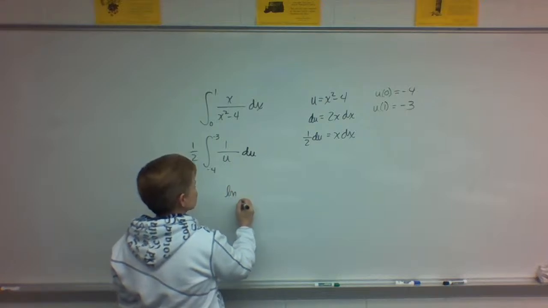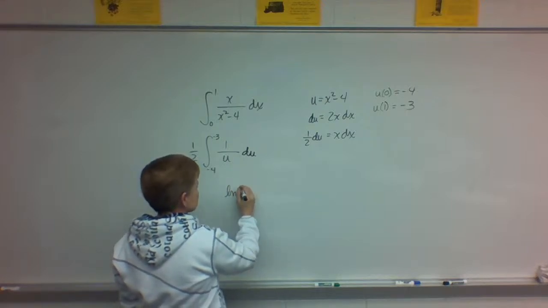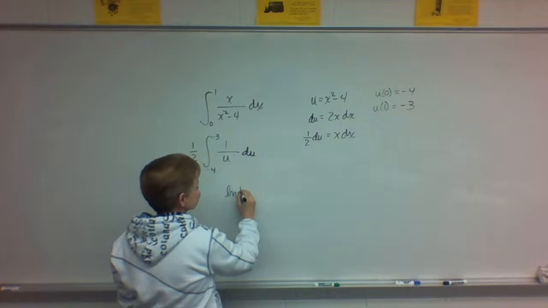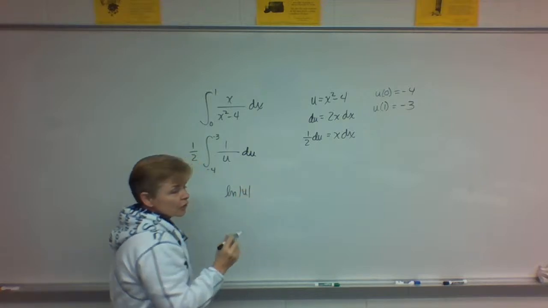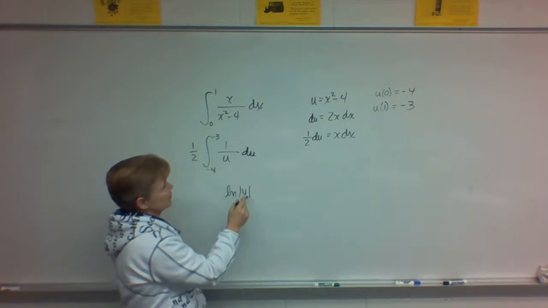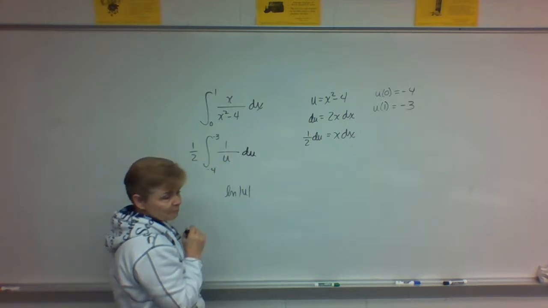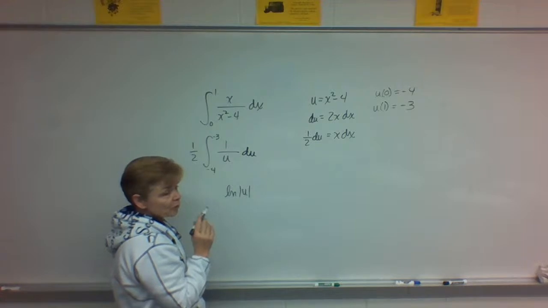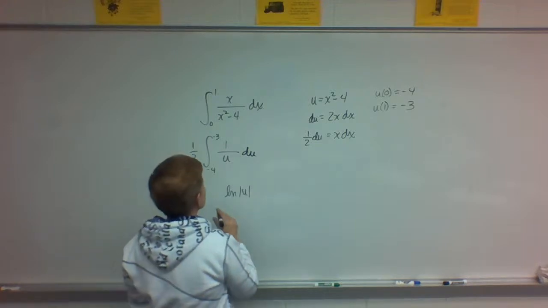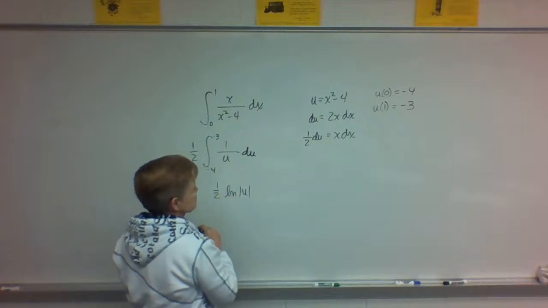Natural log of u. You need to put the absolute value, because you can't log a negative. You're going to see why that's very, very important. If I did not put absolute values on there and I plugged these in, I wouldn't be able to log them. Very important that you remember that when you have a log, it's the absolute value. Okay? And I got a 1/2 out here.